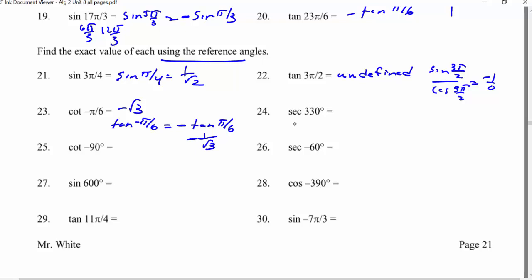Secant of 330. Well, I think of the cosine of 330, which is equal to the cosine of 30, which is root 3 over 2, and this is the reciprocal, 2 over root 3.